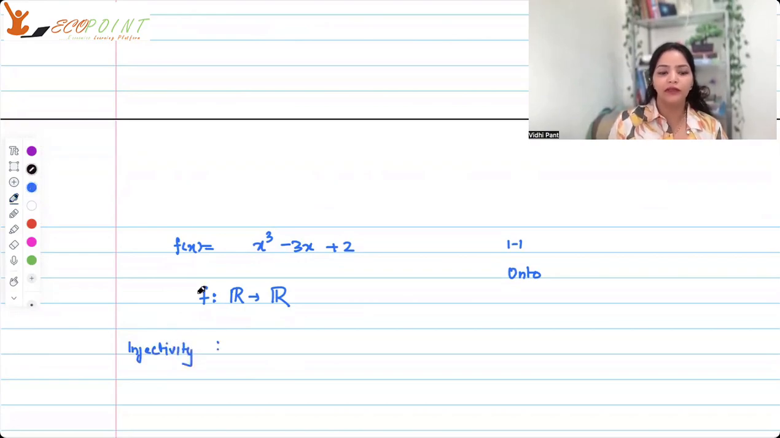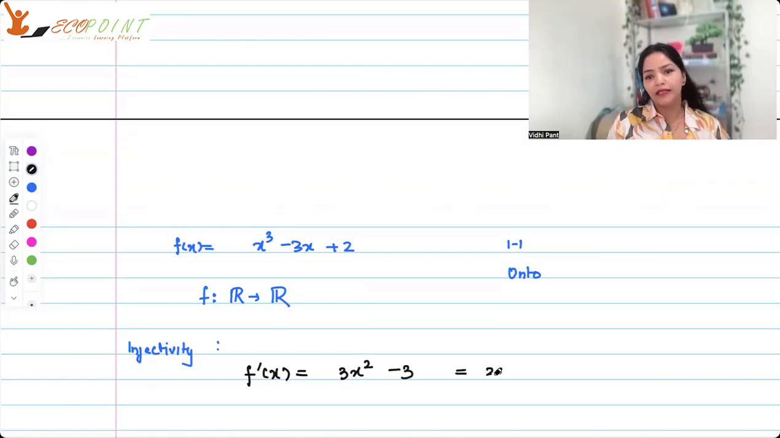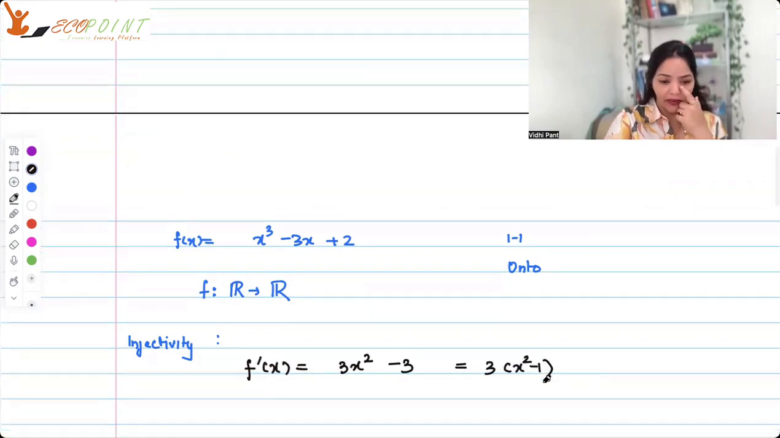For injectivity, there could be different ways of working it out. Now, one particular way, whenever you have a polynomial or a differentiable function, just differentiate it. Find f dash x. Once you find f dash x, you will get 3x square minus 3. In other words, I can say that it's 3 times x square minus 1. I can take 3 common, right?